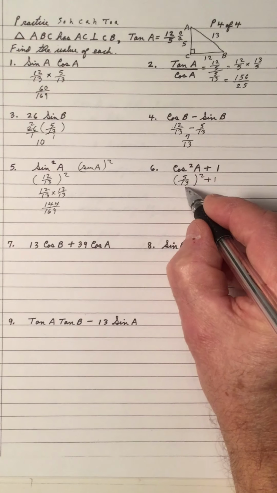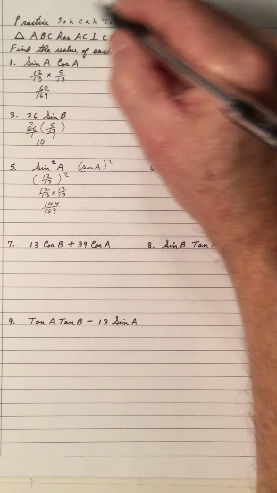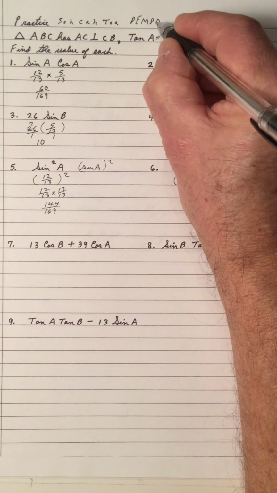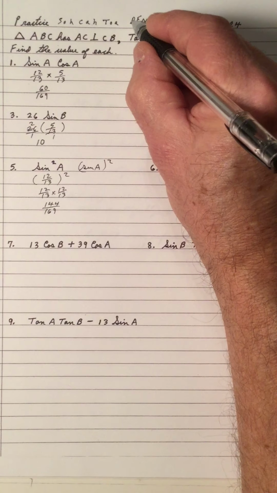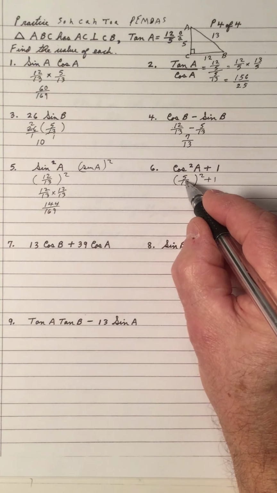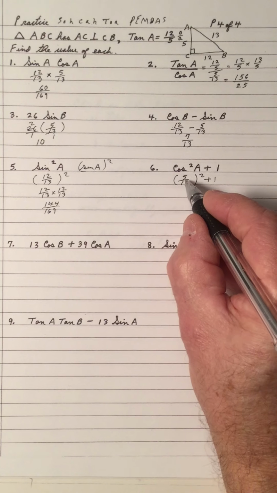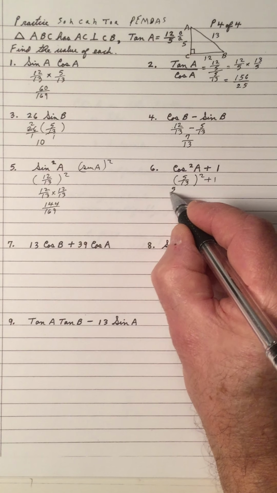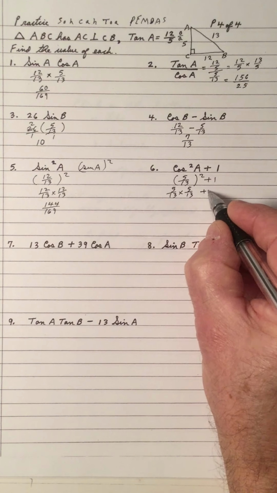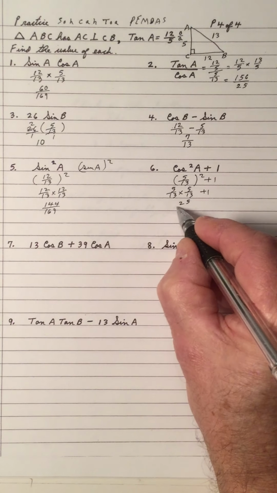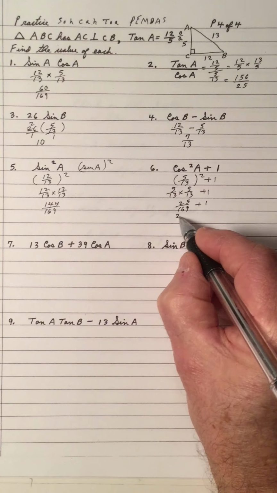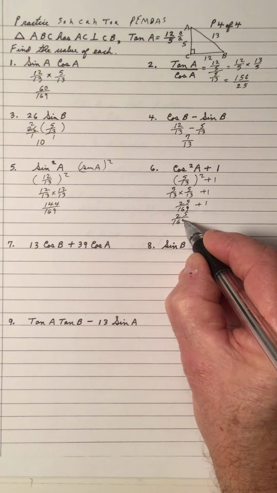plus 1. So I filled it in. Now I have to do PEMDAS, P-E-M-D-A-S, always. There it is. So I can't work out the bracket, but I have to work out the power. So it's 5 over 13 times 5 over 13 plus 1. So that's 25 over 169.